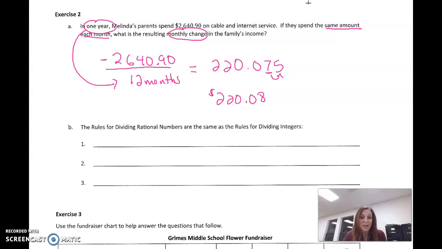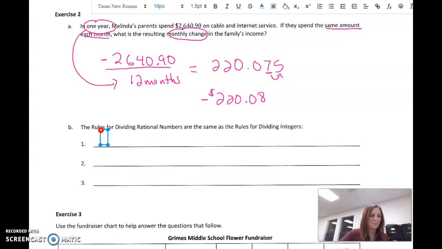Should that be a positive or a negative? Is that money coming into them or going out? Definitely going out. That's how much they're spending each month. So notice if we have a negative and we divide it by a positive, our answer is negative. So guess what? The rules for dividing rational numbers are the same as the rules for dividing integers.